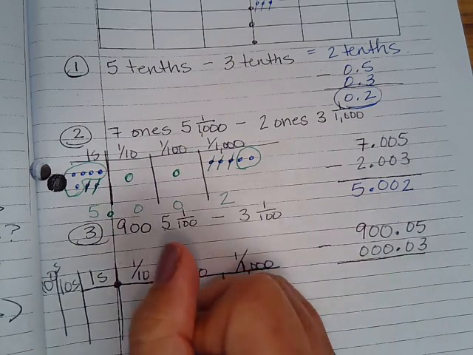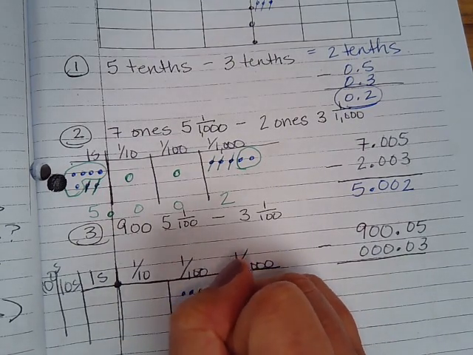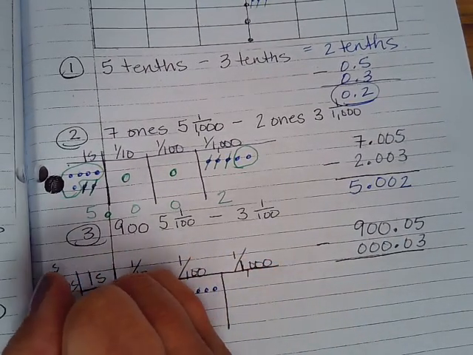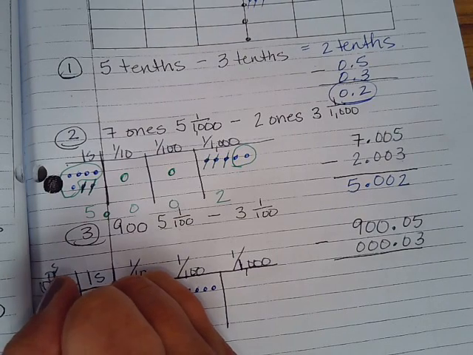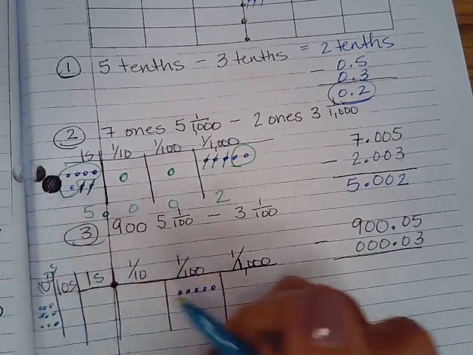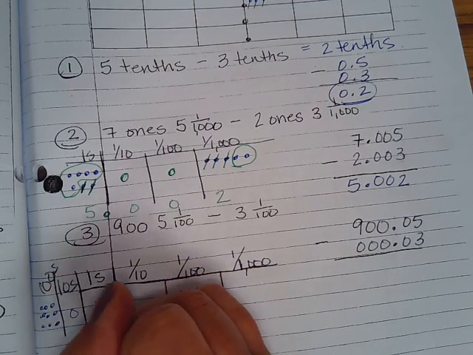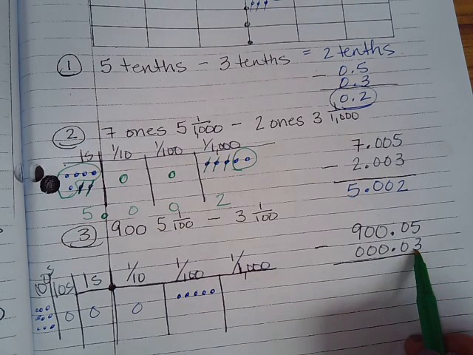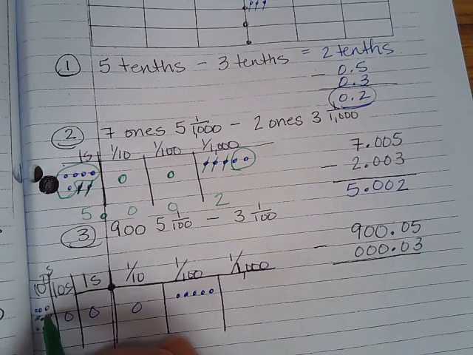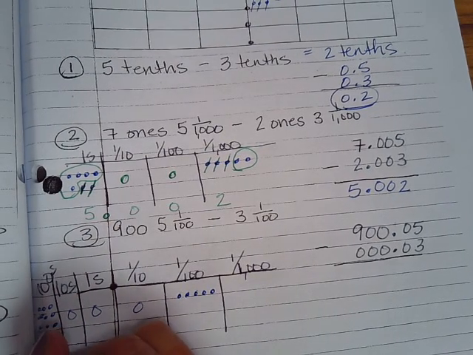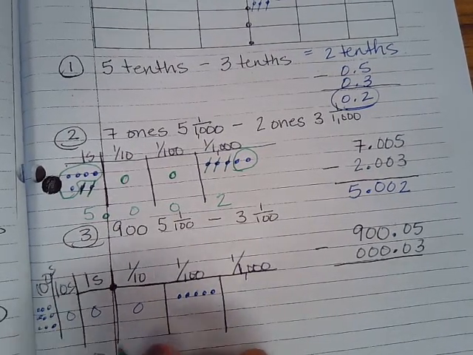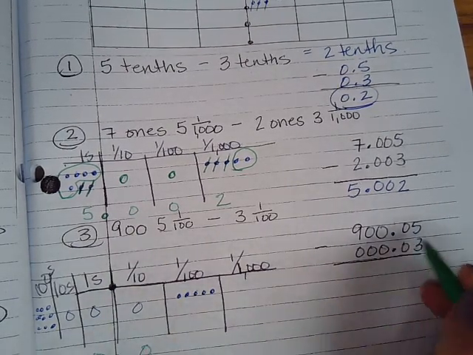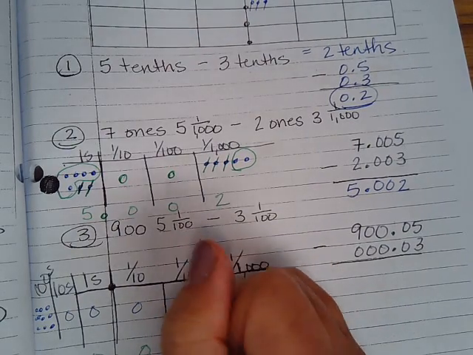So I'm going to draw 5. 1, 2, 3, 4, 5. And then I have 900. 1, 2, 3, 4, 5, 6, 7, 8, 9. I have 0 here. I have 0 here. I have 0 here. Now I'm going to take 3 hundredths away from it. So I don't have to take anything away from my ones, tens, or hundreds. 0.0. Now I'm going to take 3 away. 1, 2, 3. And I'm left with 2.